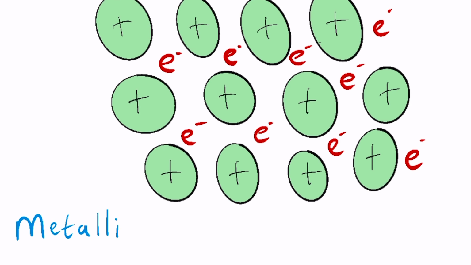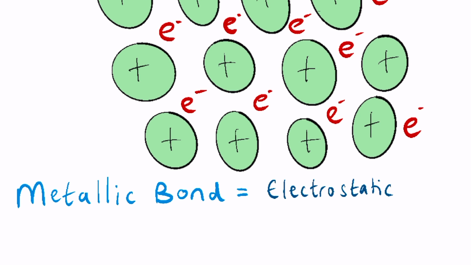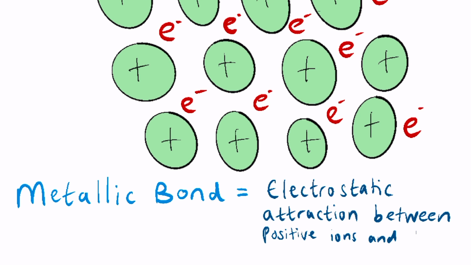Now there is an electrostatic attraction between the positive ions and the electrons, and we call this a metallic bond. And these metallic bonds are usually quite strong. They need a lot of energy to overcome them. That's why metals are very strong and they have high melting points and high boiling points.